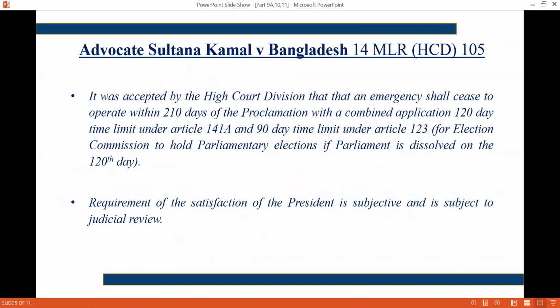In Advocate Sultana Kamal versus Bangladesh, it was accepted by the High Court decision that an emergency shall cease to operate within 210 days of the proclamation, with a combined application of the 120-day time limit under Article 141A and the 90-day time limit under Article 123. Furthermore, the court in this case also held that the requirement of the satisfaction of the President is subjective and is subject to judicial review.